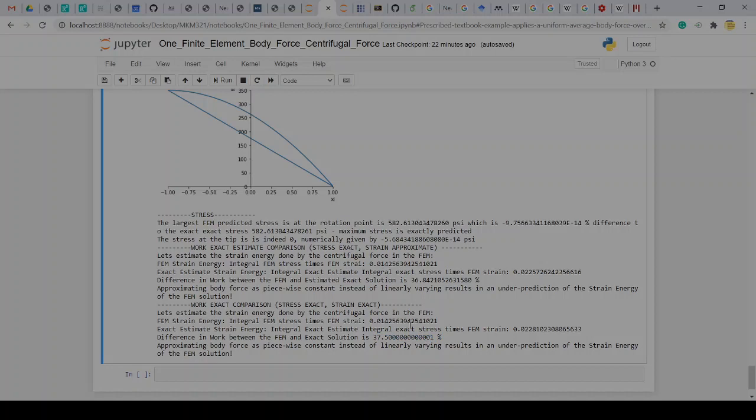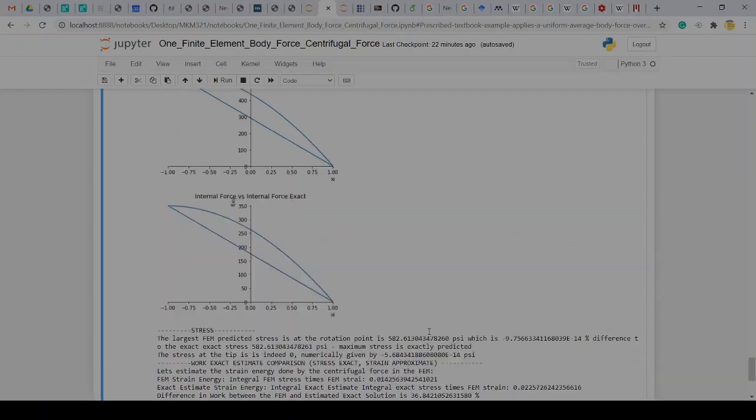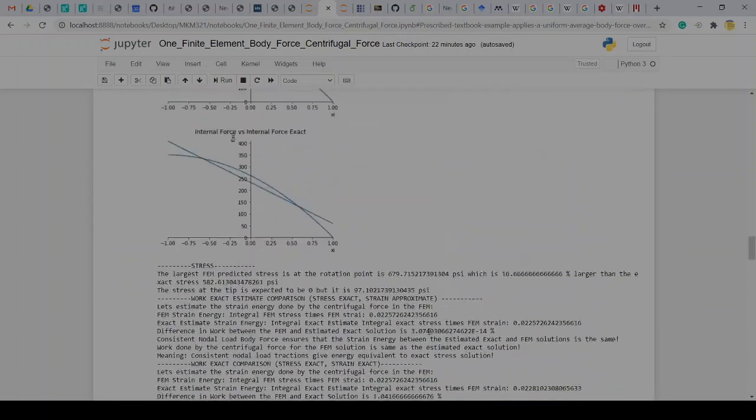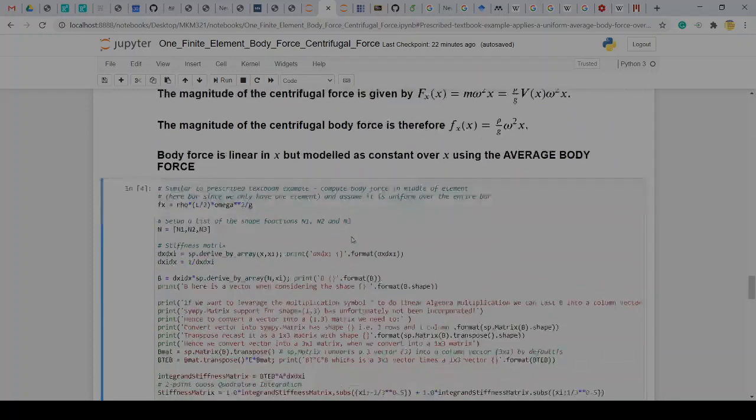Okay, so first off, we don't have to overly simplify the problem. We don't have to go that route. We can really model things properly, and a lot of the front-end packages would model it like this, with a linearly varying body force. That should be fairly standard in modern codes.